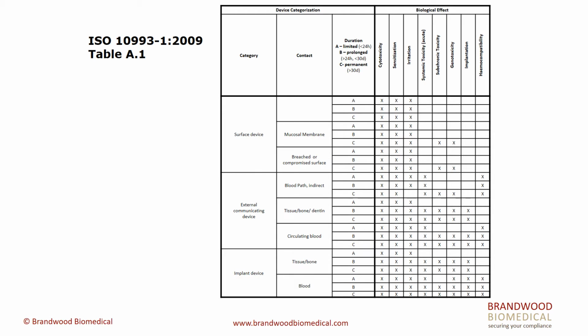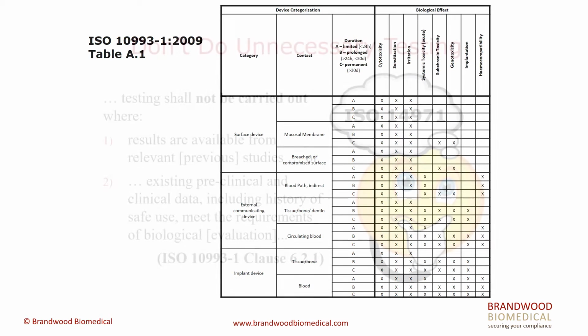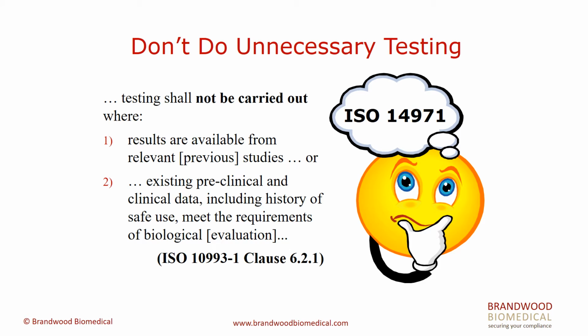Notice I said consider. It's always been that way, but for far too long this table has simply been considered a checklist. Manufacturers have looked at the table, decided where they are, and then gone off and commissioned a laboratory to provide test reports wherever there's an X in the box. Now, it's not a checklist. The ISO Part 1 standard actually says testing shall not be carried out where you've got results from previous studies or there are existing preclinical or clinical data, including a history of safe use, which meet the requirements of biological evaluation. That's clause 6.2.1, and it's basically saying testing is not something that needs to be done every time.